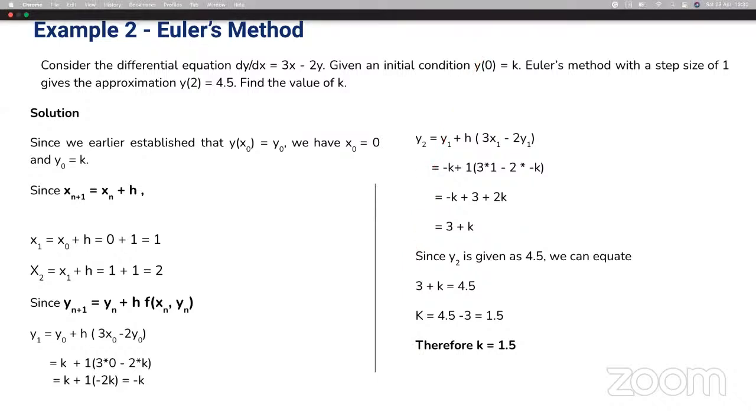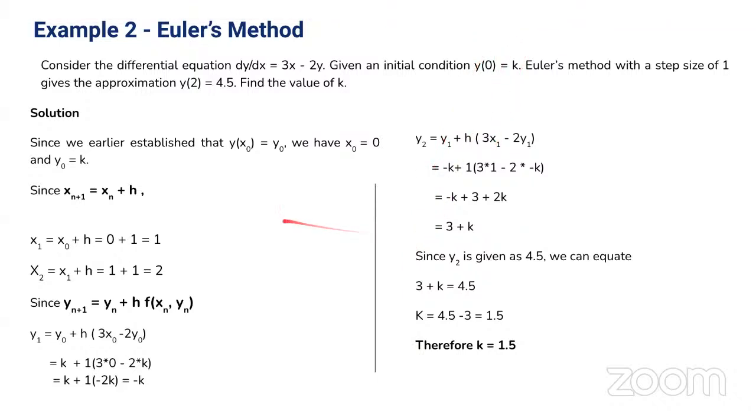This is a second example, which is slightly different from the first example. Now here we are given the equation as dy dx. Remember I said the equation can either come as dy dx or y prime, typically used interchangeably. Our dy dx here is 3x minus 2y. We have our initial condition given as y of 0 equals k. K is a value that we need to determine.